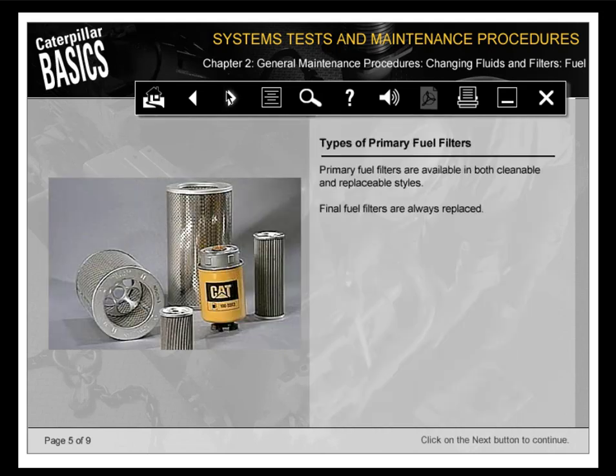Primary fuel filters are available in both cleanable and replaceable styles. Final fuel filters are always replaced.